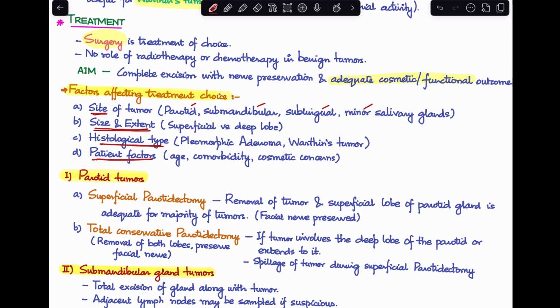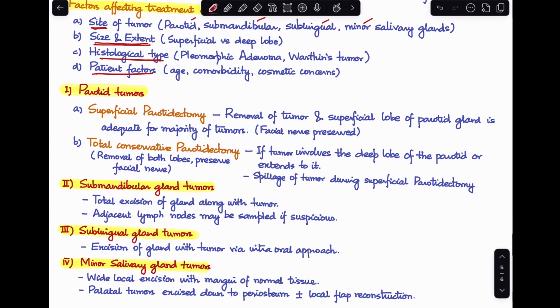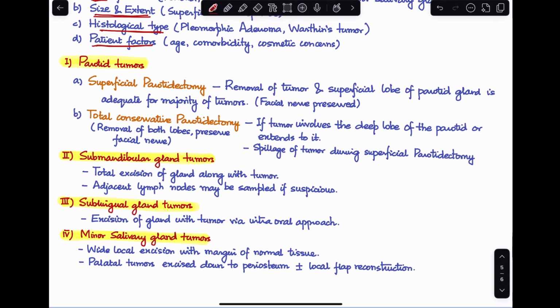Now let's discuss, according to the site of the tumor, what is the treatment of choice that we would go with. In case of parotid tumors, there are two types of treatment. First is a superficial parotidectomy. As it suggests, it means that we are removing the superficial lobe of the parotid gland. So, in case the tumor has only involved the superficial lobe, we remove the tumor along with the superficial lobe of the parotid gland and we preserve the facial nerve. Here, we do not take out the deep lobe.